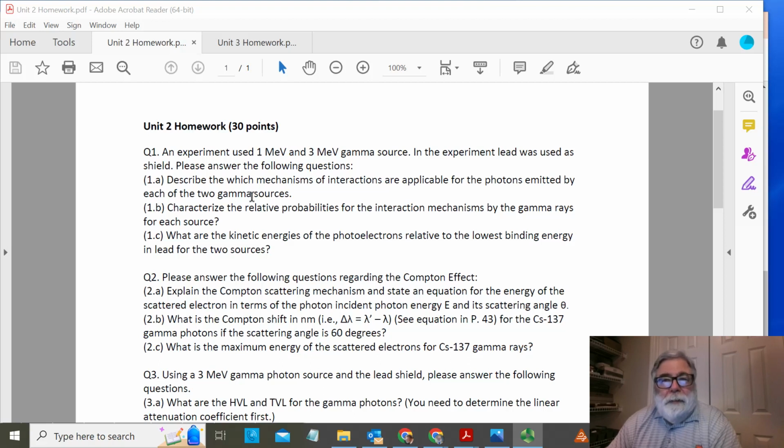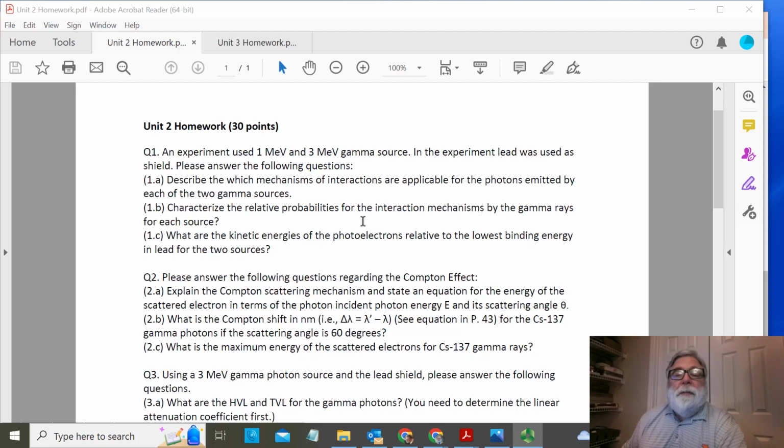so pair production is not possible. Photoelectric effect is possible. Compton scattering is possible. For 3 MeV, well, we know photoelectric effect is possible. We know Compton scattering is possible. It's above 1.02 MeV, so pair production is possible. It's above 2.04 MeV, so pair production in the electron field is also possible. It's sometimes called triplet production. So there are many different interactions.